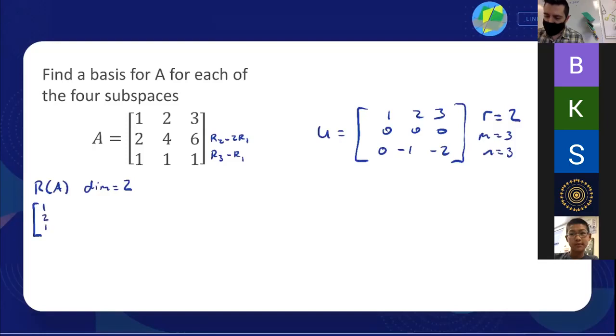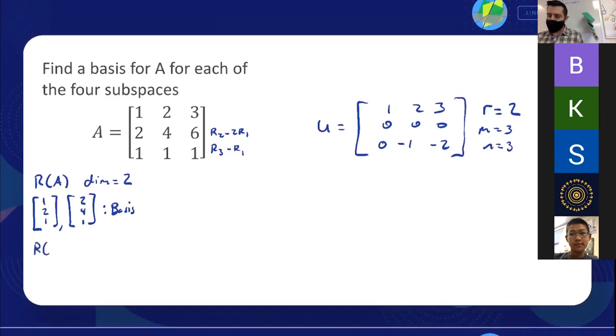1, 2, 1, and 2, 4, 1. I forgot to put this as the basis. They should be independent. They are. You can tell 2 times 1 is 2, 2 times 2 is 4, but 2 times 1 is not 1. So they're not multiples of each other. They're definitely independent.